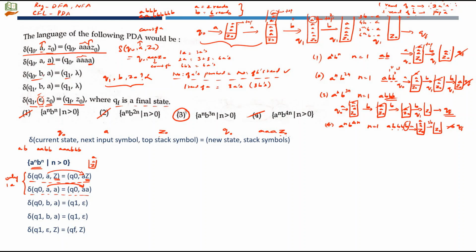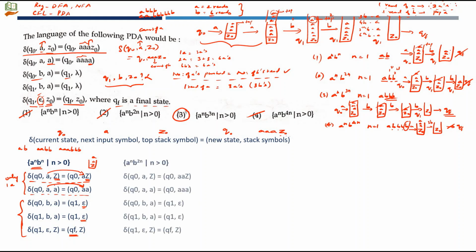For Q0, B, A, we have Q1 with lambda, here it is epsilon. That's the difference here. The symbol has been changed. Similarly, the next transition Q1, B, A will move to Q1 with lambda. Here it is Q1 with epsilon. Then for the final transition, Q1, epsilon and Z will give rise to QF, which is the final state. The last 3 transitions will stay as they are, while only the first 2 will have the change.